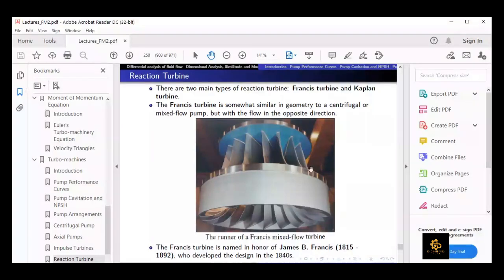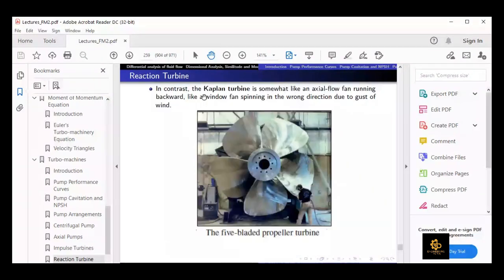There is another type of reaction turbine, which we call the propeller turbine, or we also call it the Kaplan turbine, right? So they are of this shape. The Kaplan turbine is somewhat like an axial flow fan running backward or in reverse, like a window fan spinning in the wrong direction due to a gust of wind. You can see that this is also of quite huge size.